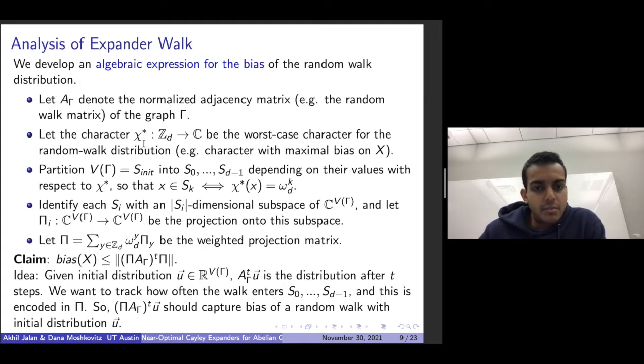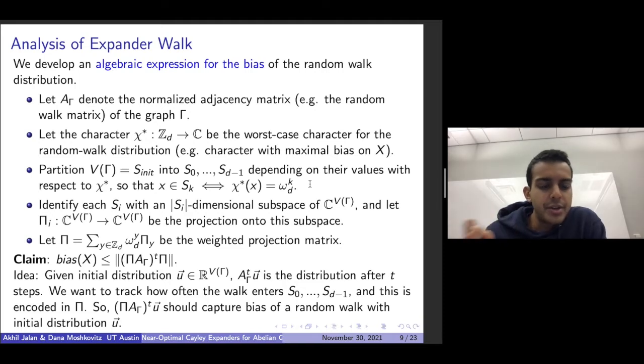Let's let chi star be the worst case character for this random walk distribution. So chi star will depend upon everything else we've talked about, like the initial set, the choice of group, the graph, etc. But for the purpose of our analysis, we can just fix some worst case character and only talk about that. Let's partition the vertices of gamma into d buckets. And we say that an element x belongs to the kth bucket if it's mapped to omega d to the k by the worst case character. And so the worst case character induces this partition on the initial set.